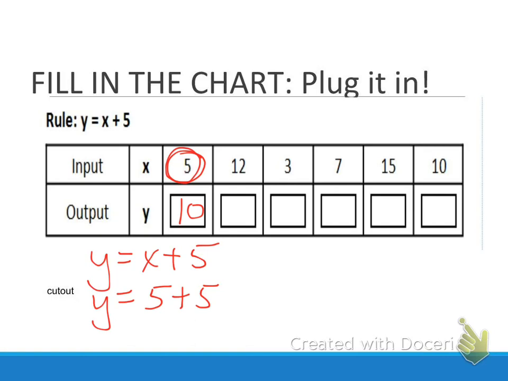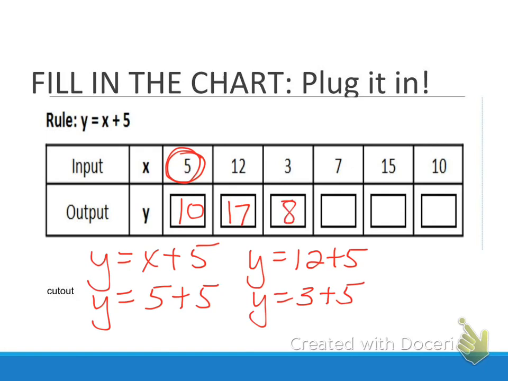Now, if I put in the next number, y equals 12 plus 5, what is that? 17. Y equals 3 plus 5, what is that? 8. Y equals 7 plus 5. 12. Y equals 15 plus 5. 20. And y equals 10 plus 5. 15. Do you see how we filled it in?